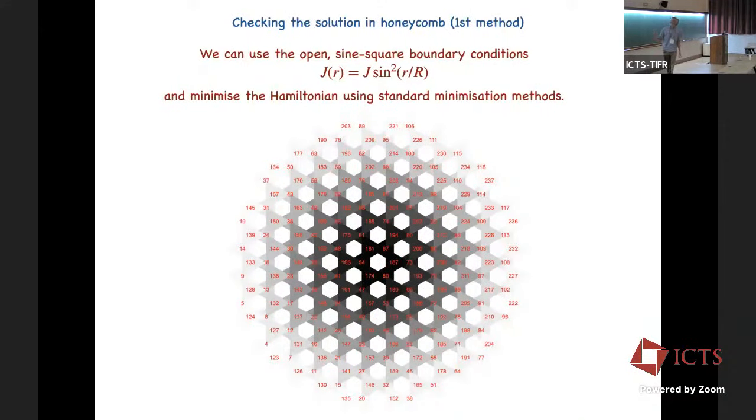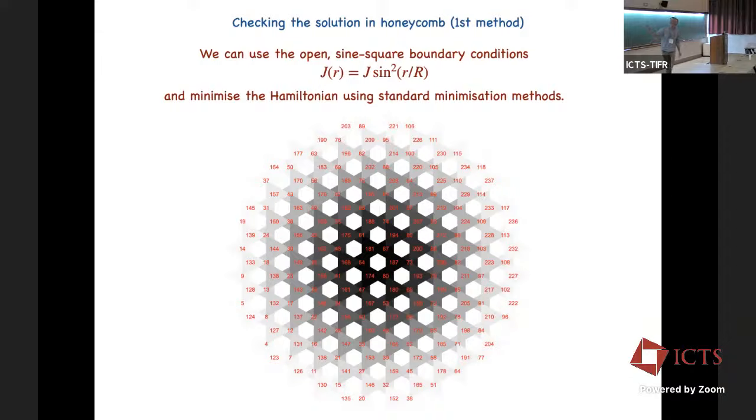I'm not a numerical man, so these are very naive and stupid numerical simulations. What I take is a finite size cluster like this of the honeycomb. Since we want to get incommensurate wave vectors, if we have a periodic boundary condition, it is very difficult to detect incommensurabilities. Instead of that, we look at the open system.